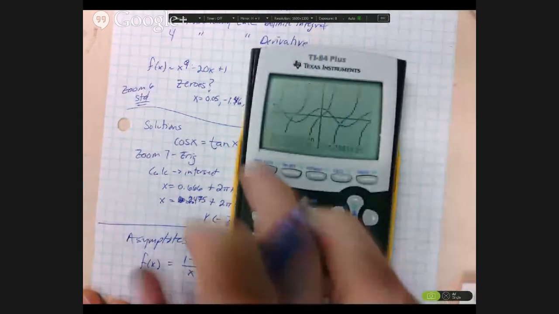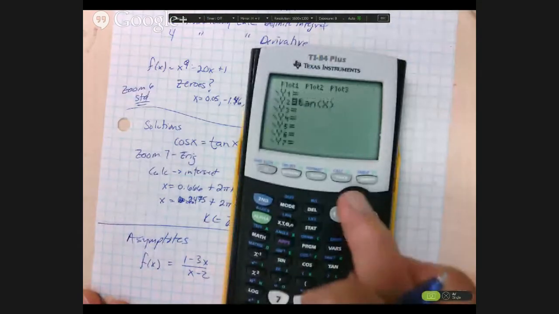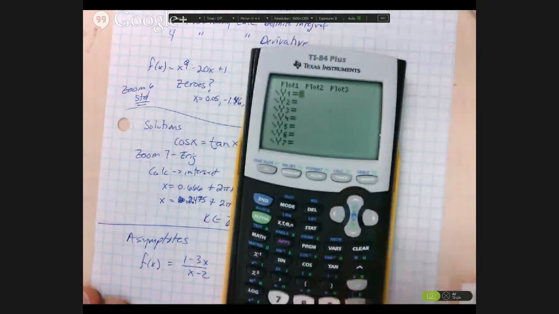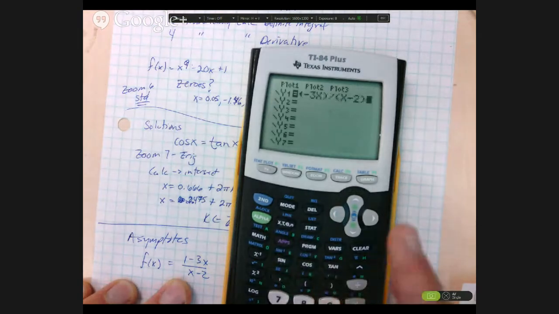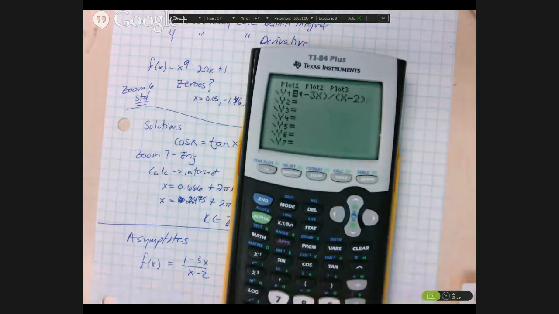All right, type in your new function. When you type in these rational functions, make sure you use parentheses. These calculators know order of operations and you'll screw it up. Where is the asymptote? Where are the asymptotes?